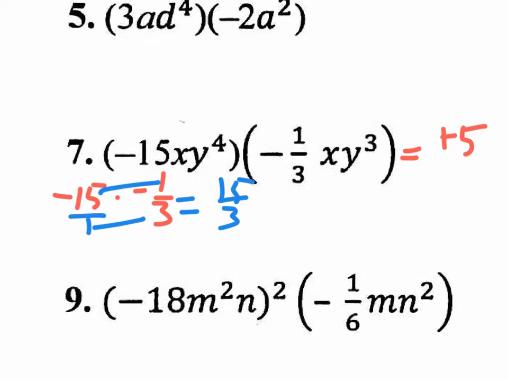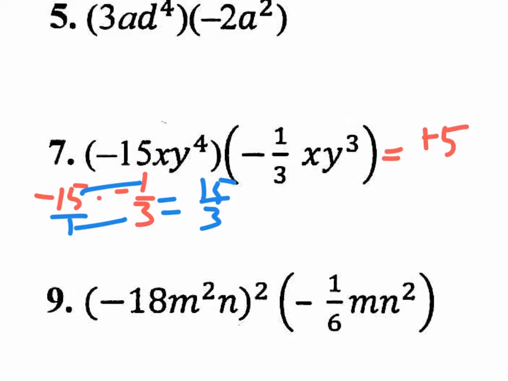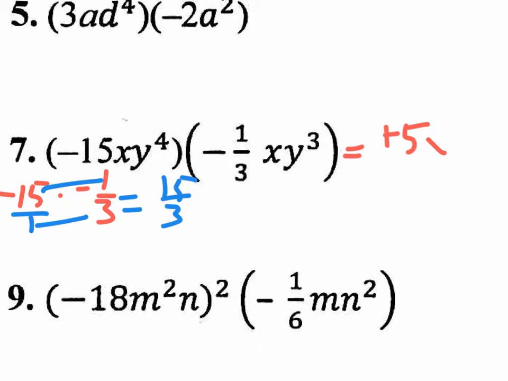And now you could deal with the x's. What is x times x? X to the second power. So let's put that right here. Positive 5x to the second power. And also, how about y to the 4th times y to the 3rd? That's y to the 7th. You see? It's easy.